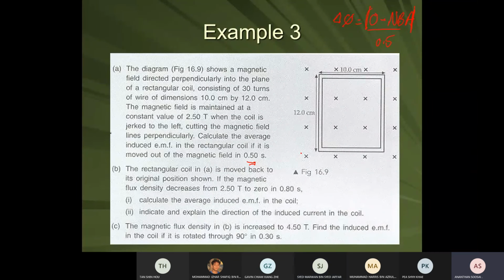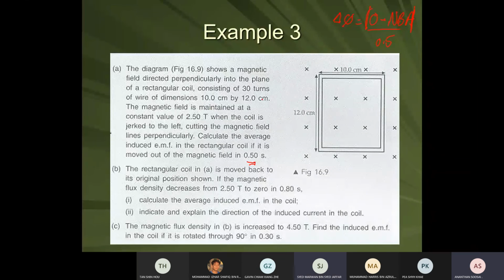Okay, how to find? Use Lenz's law. What did Lenz's law say? Opposite. Yeah, Lenz's law says the EMF induced is such that it opposes the change which produces it. Tell me what type of change happens here when you move this coil going out from this magnetic field? Anybody? Flux rising or flux decreasing?